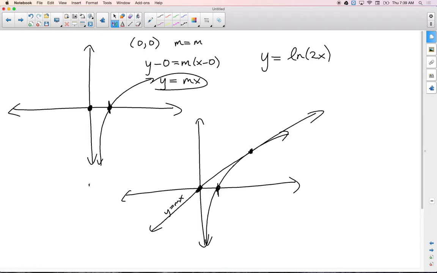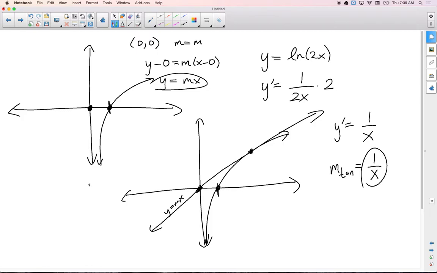Okay, so I'm going to go y prime is equal to 1 over 2x times what? 2. So that'd be y prime is going to be equal to what? 1 over x. We now know the slope of the tangent line. What's the slope of the tangent line? 1 over x. So now I can go to this equation, y equals mx.